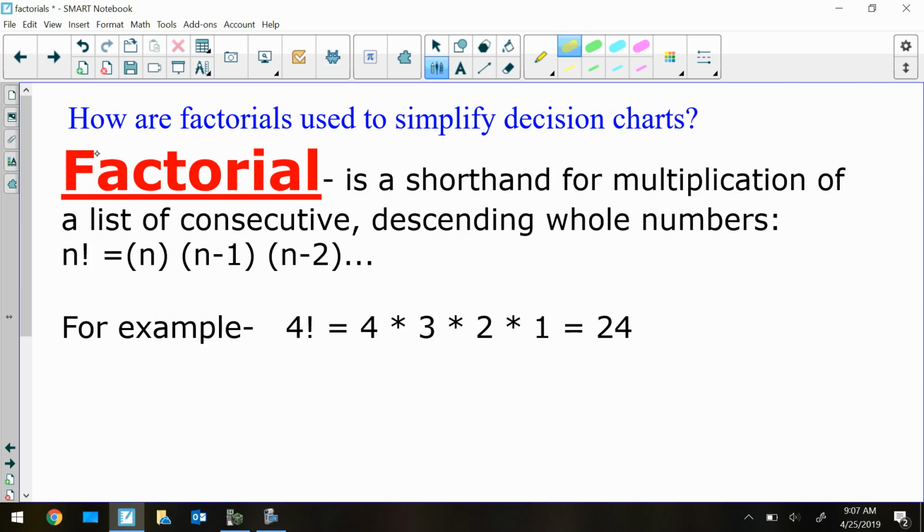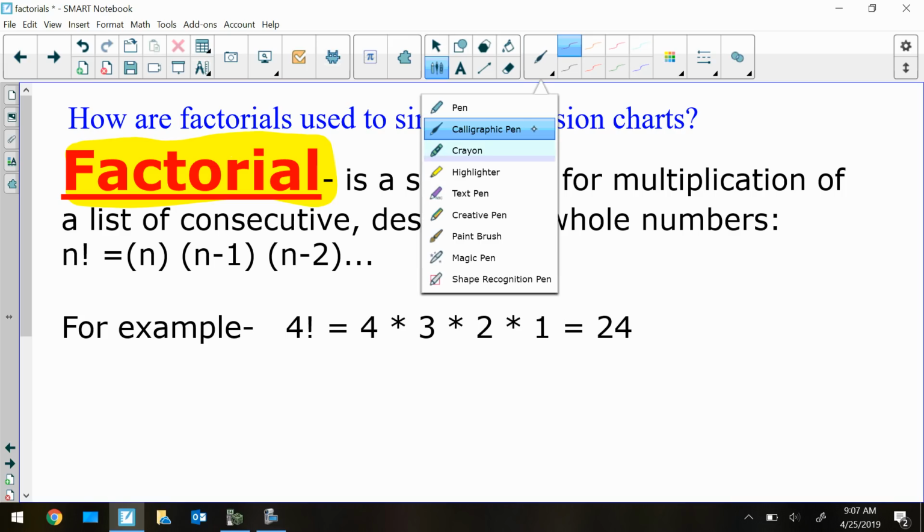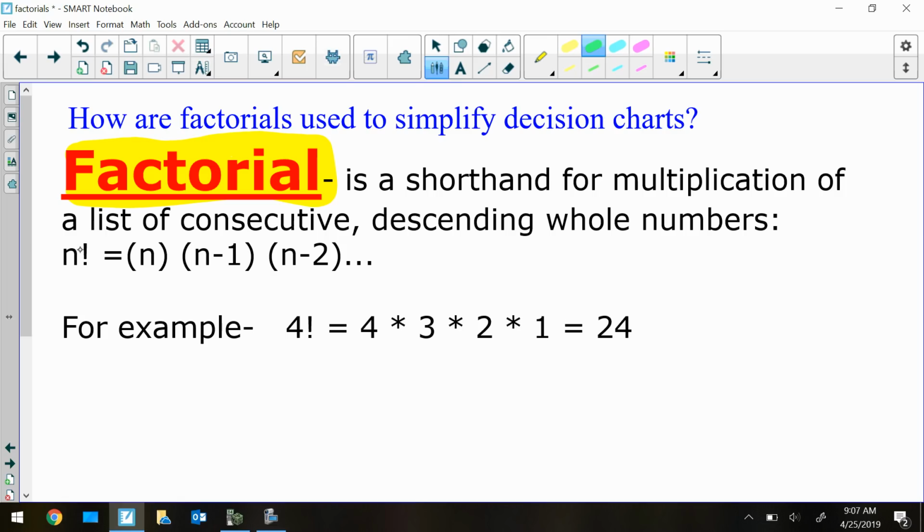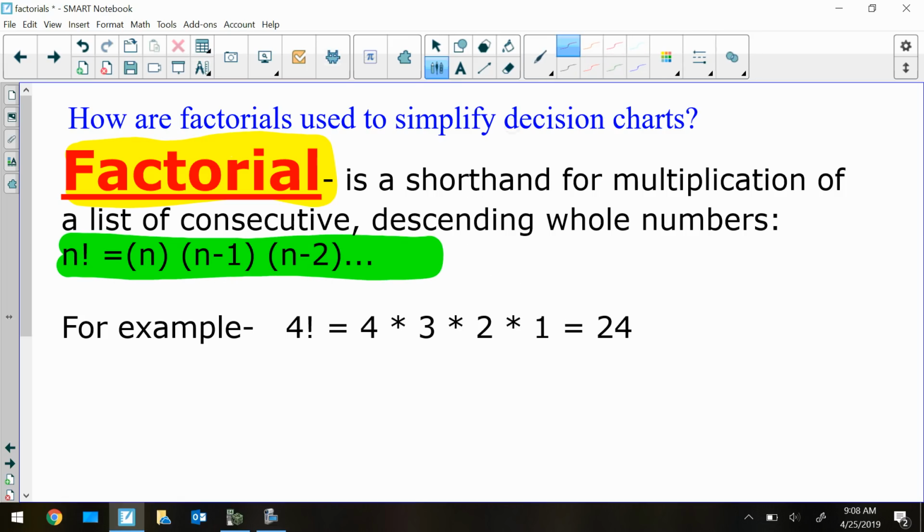Some of you might have heard of the word factorial before, but it is a shorthand way of saying you have a multiplication of numbers that are decreasing. Actually, I'm going to highlight for you, this is the actual formula for n factorial. And it goes down until you end up going 3, 2, 1. So n factorial is any whole number that you start with. It has to be positive.